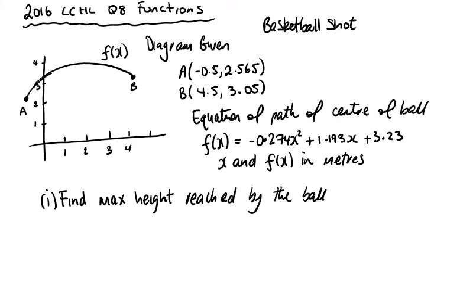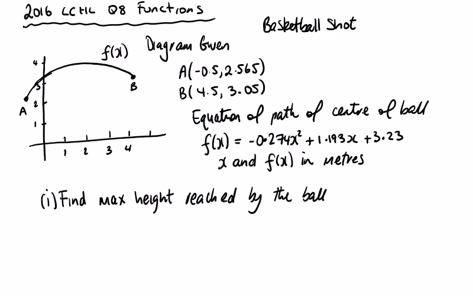The 2016 functions question on the Leaving Cert higher level was a basketball shot. You're told that Sarah took a shot at her first throw at the basket. The ball left her hand at A and entered the basket at B, using the coordinate plane, with A being (-0.5, 2.565) and B being (4.5, 3.05).